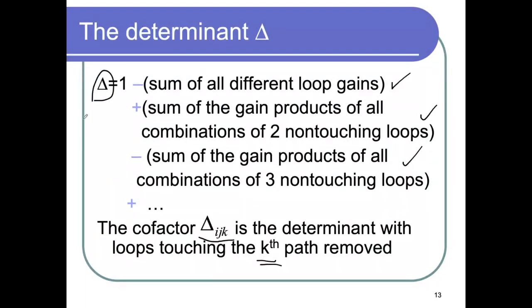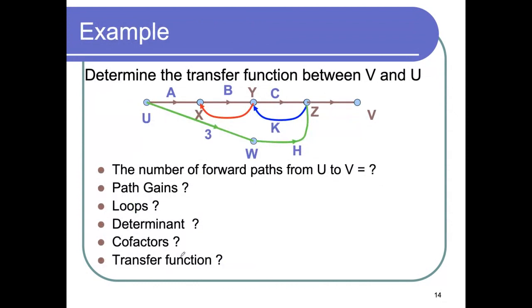So in this case, we have two paths going from U to V. The green one, which is 3H1, and the brown, which is ABC, and the last segment between Z and V. So what are the path gains from U to V? We have PUV1, the first path is ABC, and the second path is 3H.